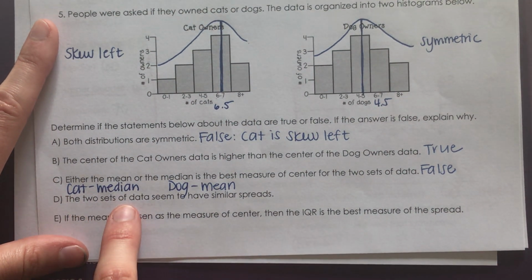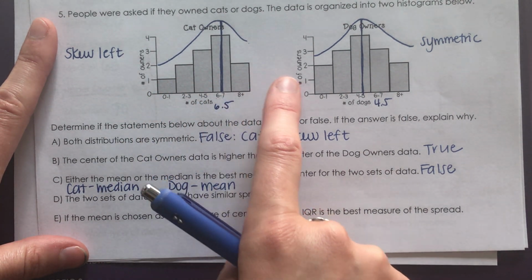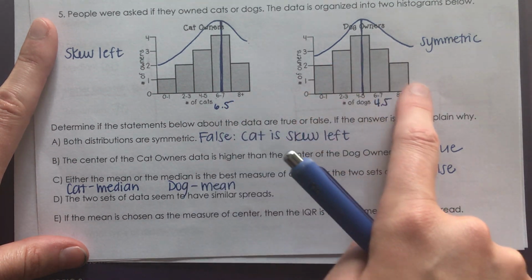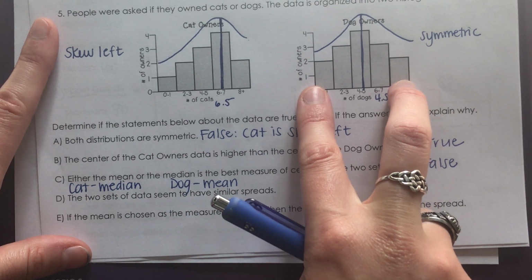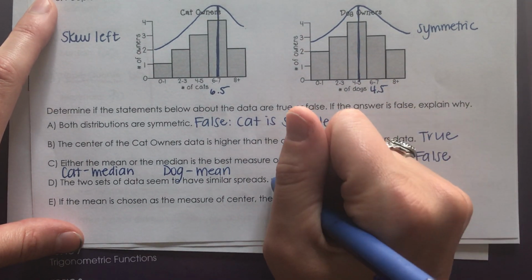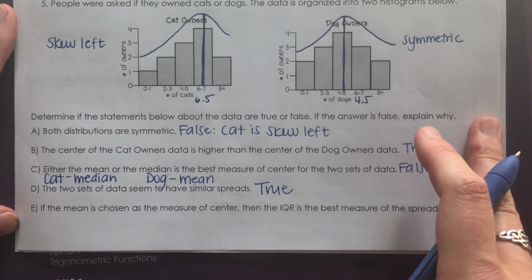The 2 sets of data seem to have similar spreads. Well, it looks like I go from 0 to 8-ish, a little more. Same sort of thing over here. They look like they're both spread out about the same distance. So I would say, yes, this is true. They both look to be about the same spread.